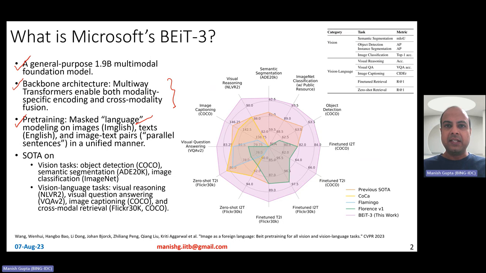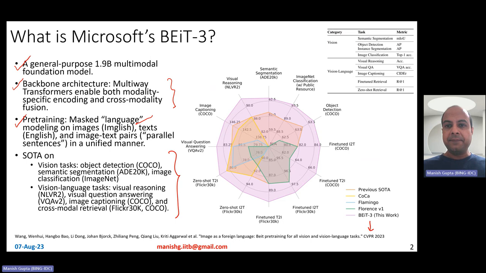That's that. And the most important thing about this model is that it shows very good, state of the art accuracy values across several vision tasks and vision language tasks. The vision tasks include object detection, semantic segmentation, and image classification, while vision language tasks include visual reasoning, visual question answering, image captioning, and cross-modal retrieval. This paper was published at CVPR 2023.